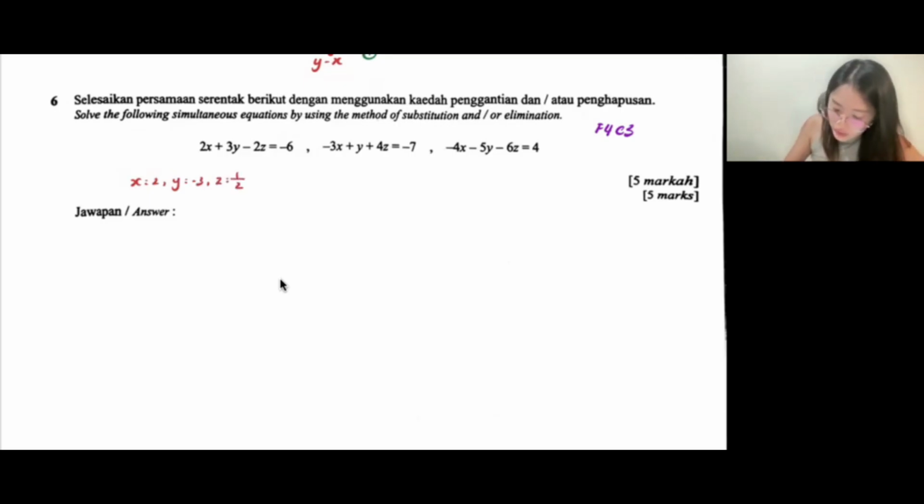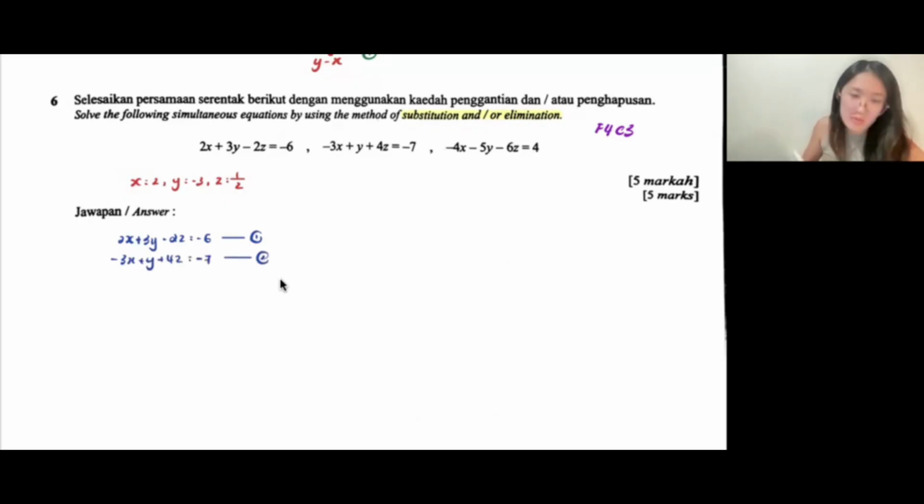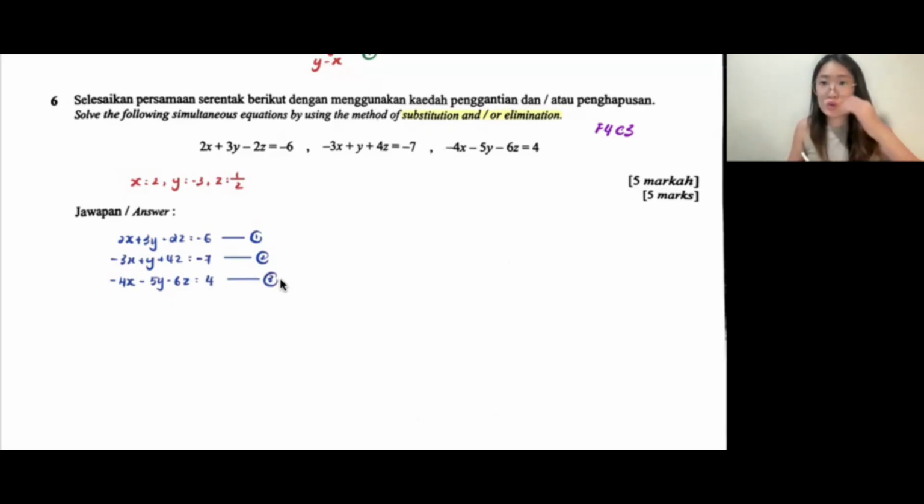Okay, so over here, you can use substitution or elimination method, up to you, both also can. All right, so over here, I'll be using elimination method. All right, so let me write it down. 2x plus 3y minus 2z equals to negative 6, equation 1. Number 2, 3x plus y plus 4z equals to negative 7. Okay, I like to see things vertically, that's why I'm copying down. Okay, so negative 4x minus 5y minus 6z equals to 4. So for elimination method, you're going to pick one unknown to eliminate. Okay, eliminate. So let's say I'm taking x, eliminating x.